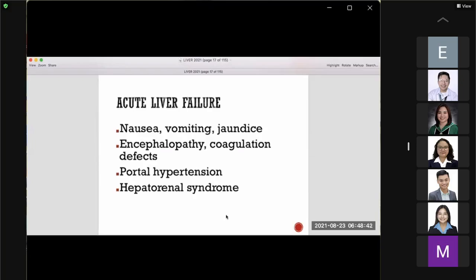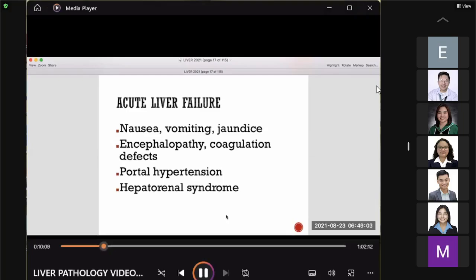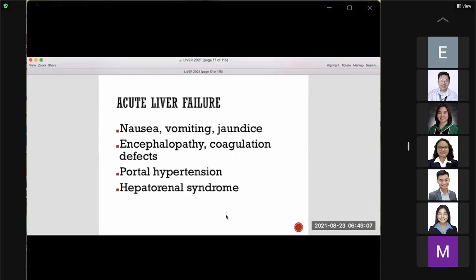Clinically, the patient would be presenting with the following: nausea, vomiting, and jaundice. Of course, as we have mentioned, derangement in the nervous system in the form of encephalopathy, coagulation defects, and patients will be manifesting as well with portal hypertension and hepatorenal syndrome. Even the kidneys will have manifestations because of the liver condition.